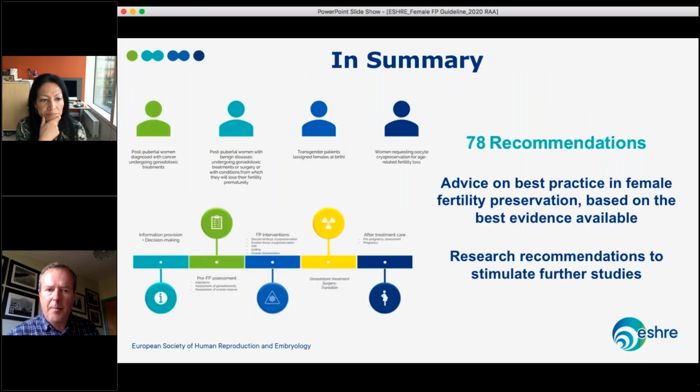So in summary, we formulated 78 recommendations around these 4 different patient groups. We identified the key steps in the pathway that patients will have and identified recommendations for each of those steps on the patient journey. Of course, this is very much based on the best current available evidence, and that is going to be changing all the time. But at the moment, we'd like to think that this is a best practice based on the best evidence that we can identify at the moment. And of course, we have recommendations for research to stimulate other studies to improve this and improve our patients' care.